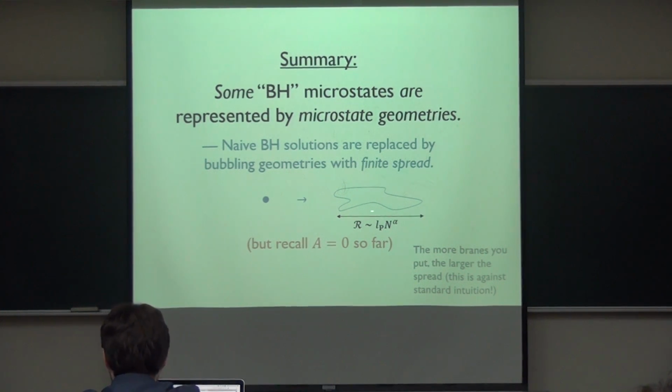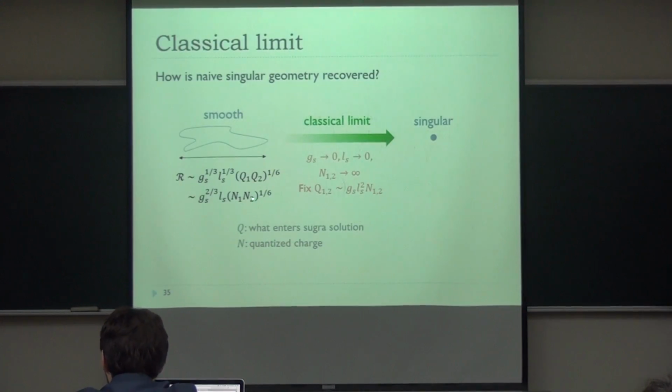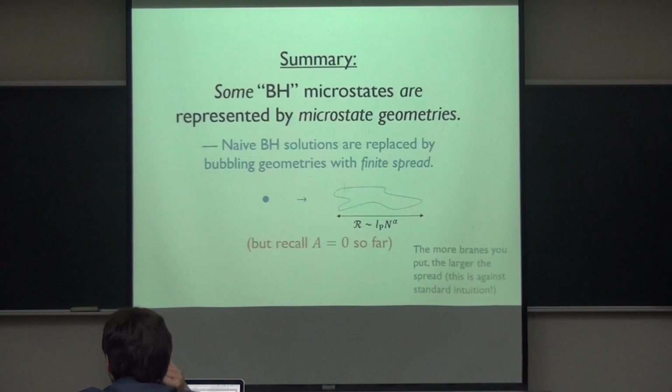And the radius of this thing is Planck length times N, the number of branes involved, to some power. For example, in the previous example, we had a 1/3 as the power. So as if the more branes you put, the larger the spreading is. And this is, as I said at the very beginning of this talk, against the standard intuition. You normally think that the more you put, the smaller, the more compact the thing becomes because of the stronger gravity, but that's not happening.